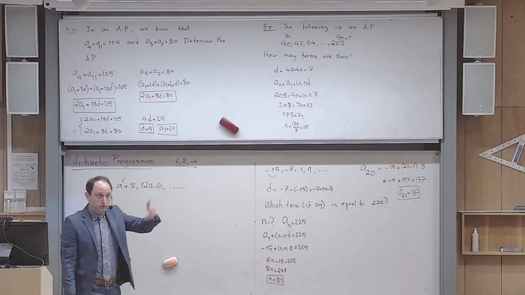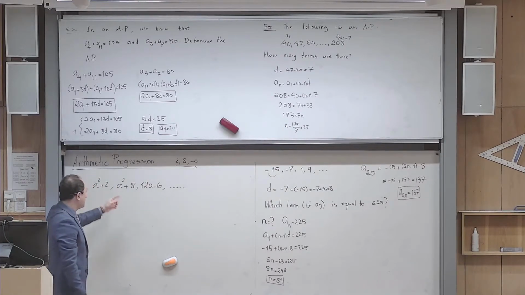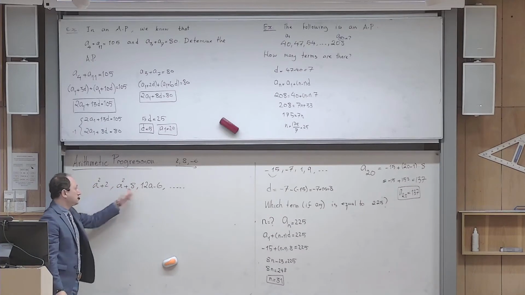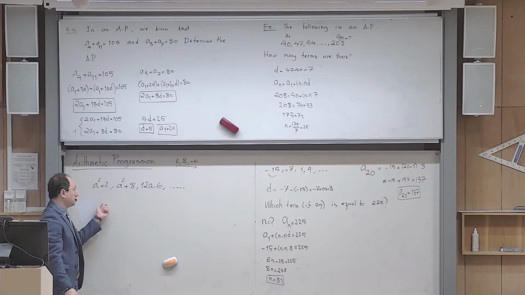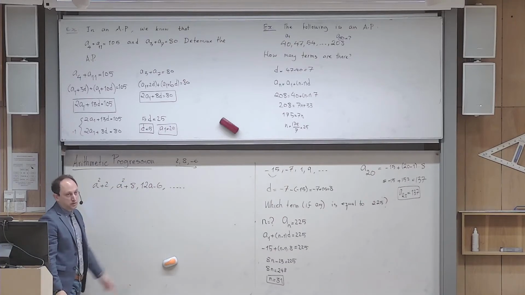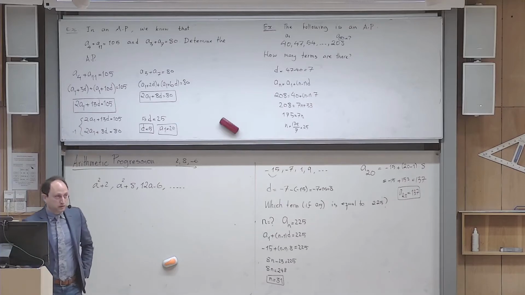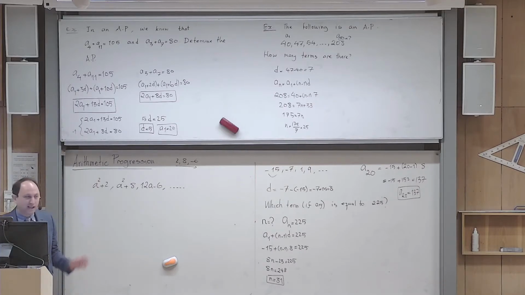I don't want to do trial and error. I want to fine-tune this A so that if I replace A with the number that I will find, then this forms an arithmetic progression. So how should I solve the problem? The algebra involved is very, very simple, but the idea, you need to find it out. So what should I do?